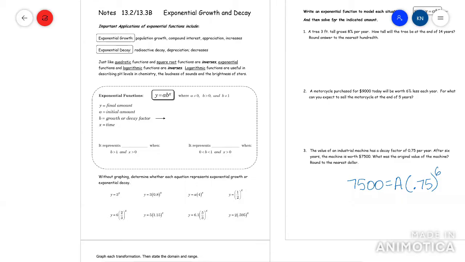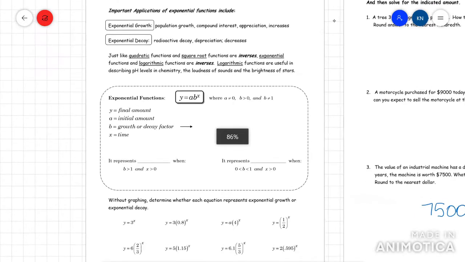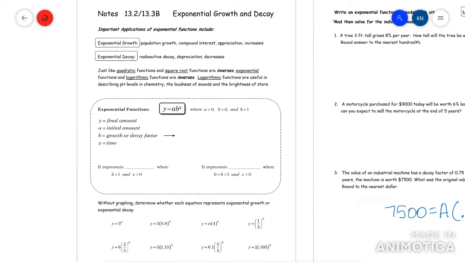All right, this video is going to go over 13.2, 13.3b, which is exponential growth and decay. So let's go ahead and get started. The first thing you need to know is in terms of exponential growth and exponential decay, generally you're going to be looking at this b value.